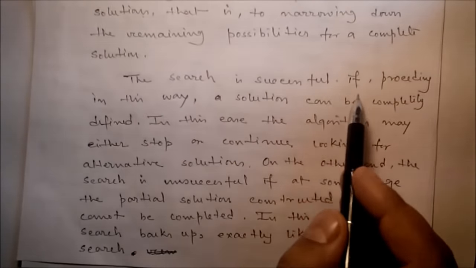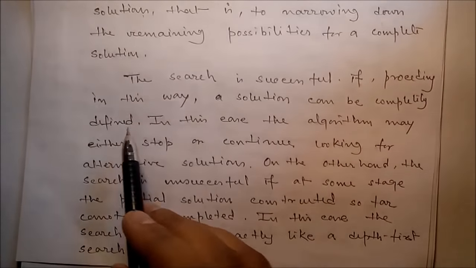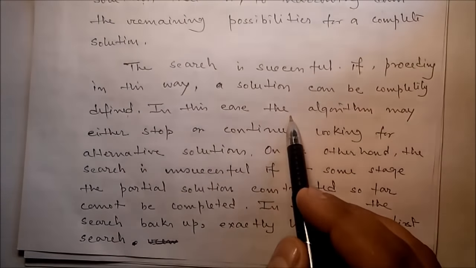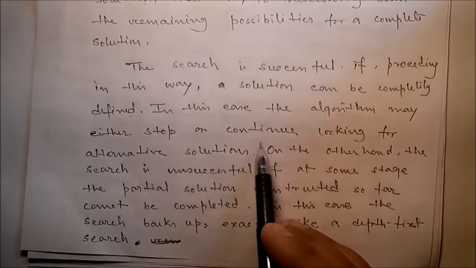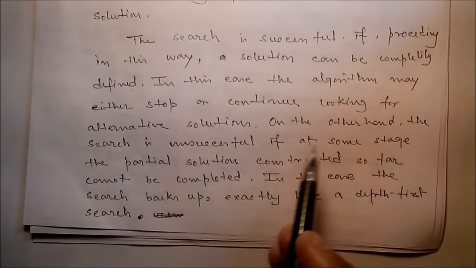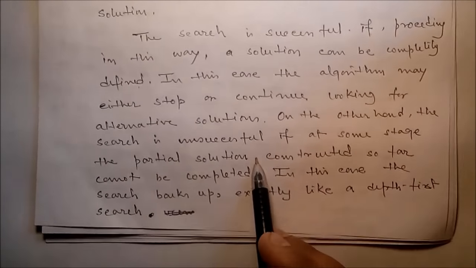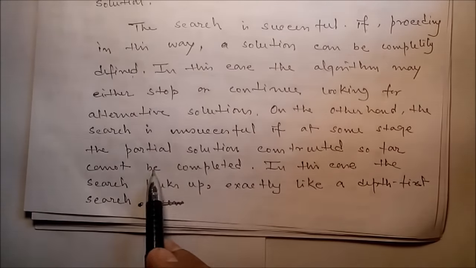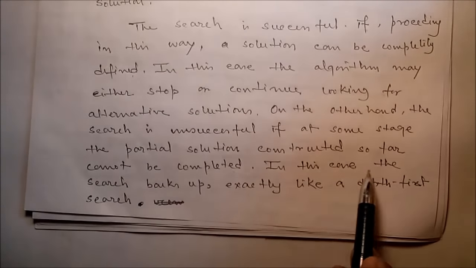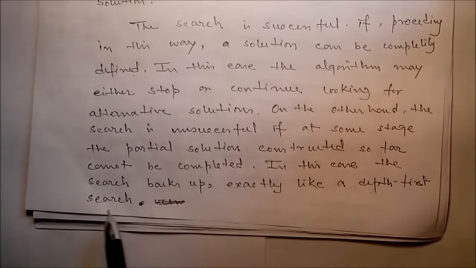The search is successful if, proceeding in this way, a solution can be completely defined. In this case, the algorithm may either stop or continue looking for alternative solutions. On the other hand, the search is unsuccessful if at some stage the partial solution constructed so far cannot be completed. In this case, the search backs up exactly like a depth first search. So boring theory is there.